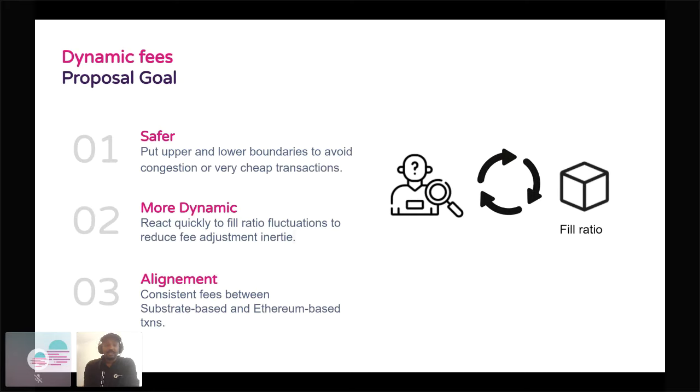The second thing is to be more dynamic, to make sure that we can react to events like the fill ratio jumping from 25% to 100% or going down to 10%, and to be able to adjust and not have this kind of inertia that you have today. And also, the third point that is quite important is to make an effort to be consistent, or have Substrate-based fees and Ethereum-based fees more aligned. So they should be working together, and there should be no incentive to do a Substrate-based transaction over the Ethereum transaction or the other way around.